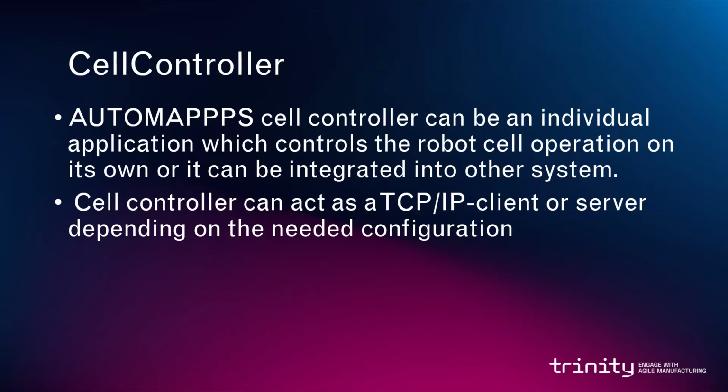The AutoMap cell controller can be an individual application which controls the robot cell operation on its own, or it can be integrated into other systems. The cell controller can act as a TCP IP client or a server depending on the needed configuration. In this module we'll be using the cell controller as the main cell controller in the direction of the robot controller.